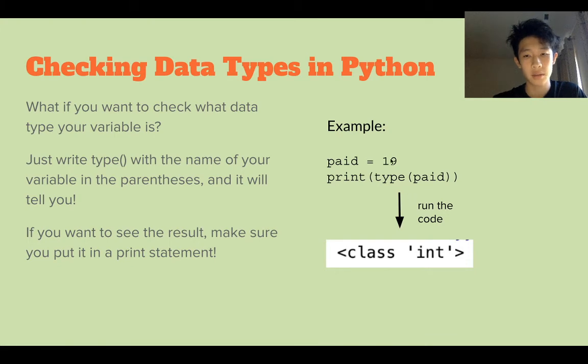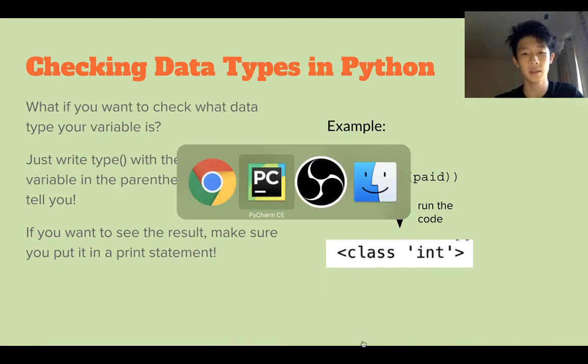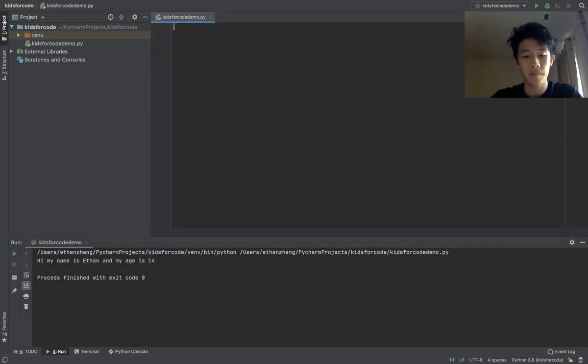As you can see here, we define paid equals 19, and then we check the type of paid by doing type in parentheses paid, and then we print that out. This is what's going to be printed: class int, because 19 is an integer. So let's test this out. Say x equals 789.123. Let's print the type, which is going to be float, I think. Let's check it. Yep, it's float. Notice how it has decimal points, so it's a float value.